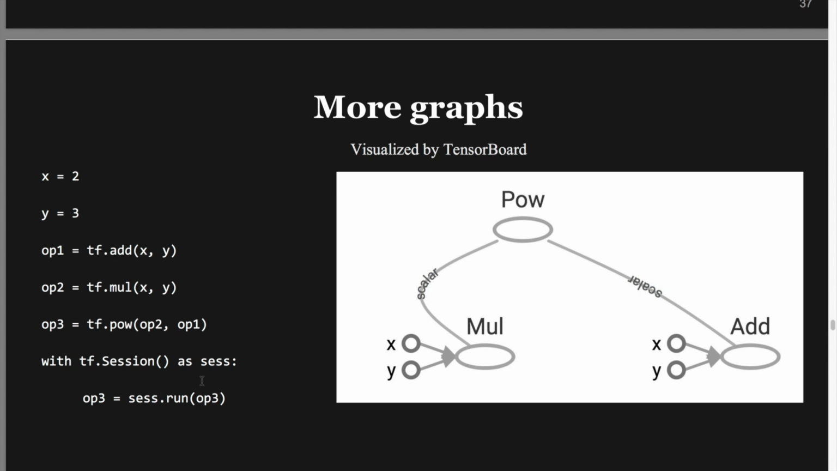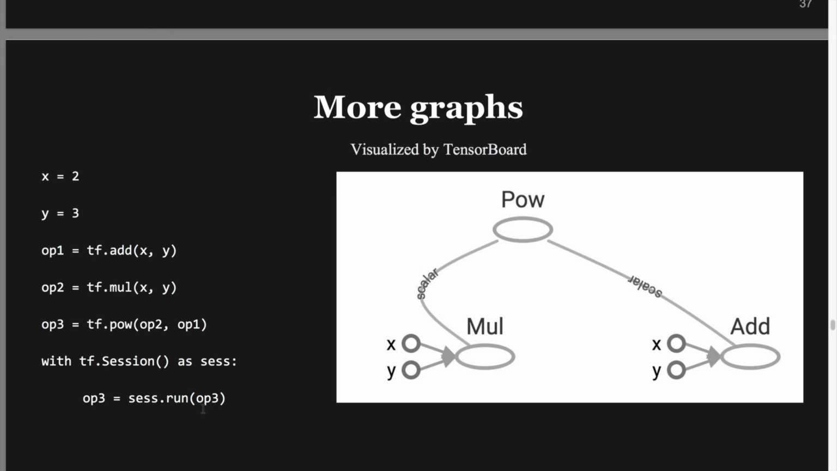If you take another example where we have x and y, 2 and 3, now we define an operation op1 as tf.add of x, y, op2 as tf.mul of x, y, and op3 is tf.pow of op2, op1. So basically, this is x raised to y. Now with tf.Session as ses, we call ses.run(op3). From the TensorFlow perspective, this graph was created when we went through these five statements, so even before the with tf.Session, this graph got created.